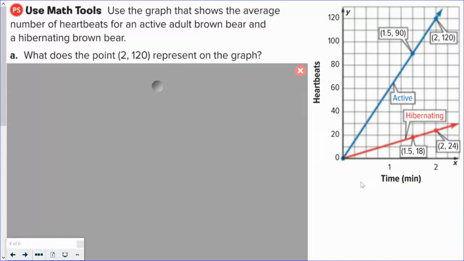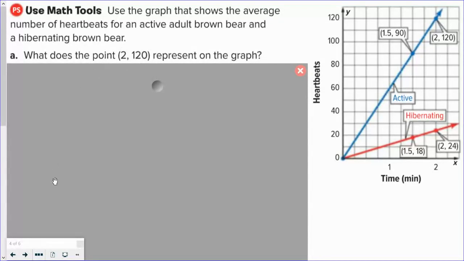All right, so we're going to use this graph over here to answer our questions. All right, so this is about the number of heartbeats for an active adult brown bear and then a hibernating brown bear. Remember hibernating? They're just sleeping. They're not doing anything.